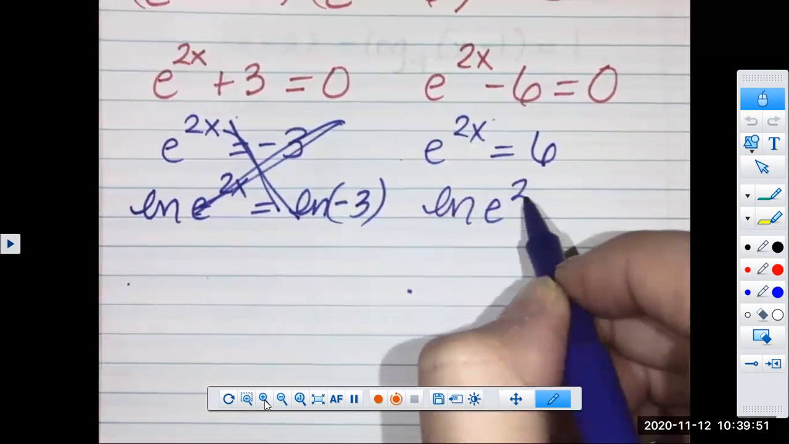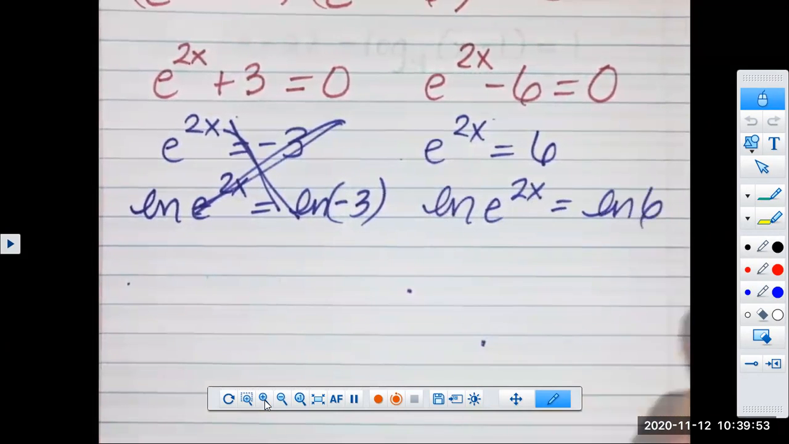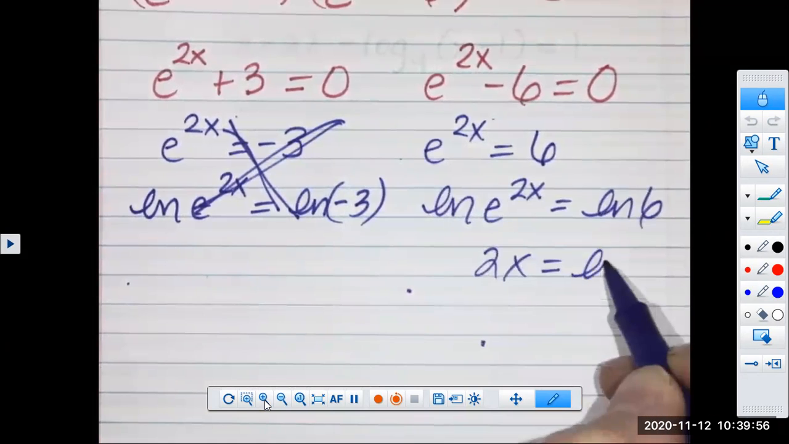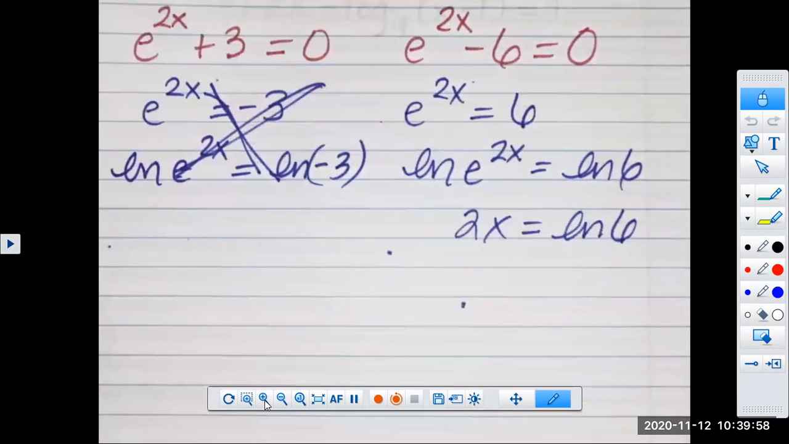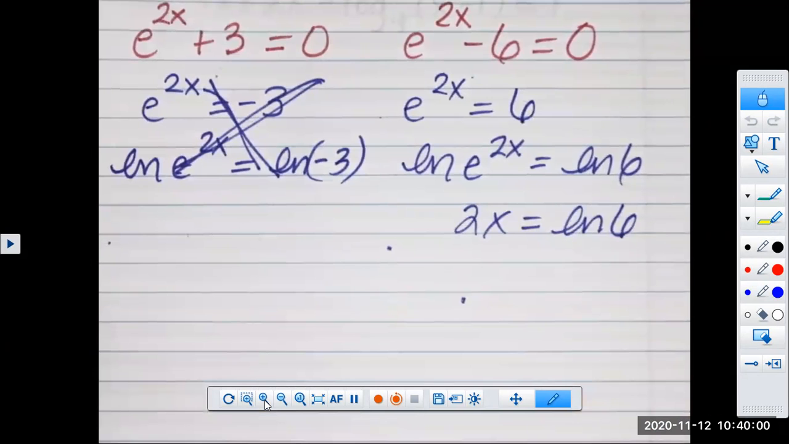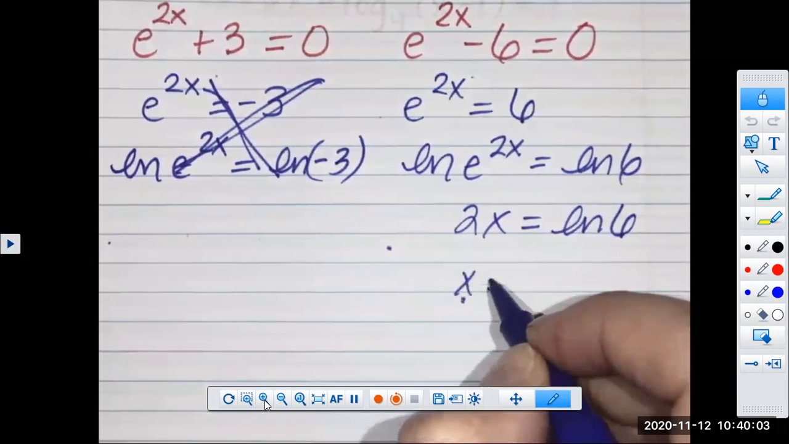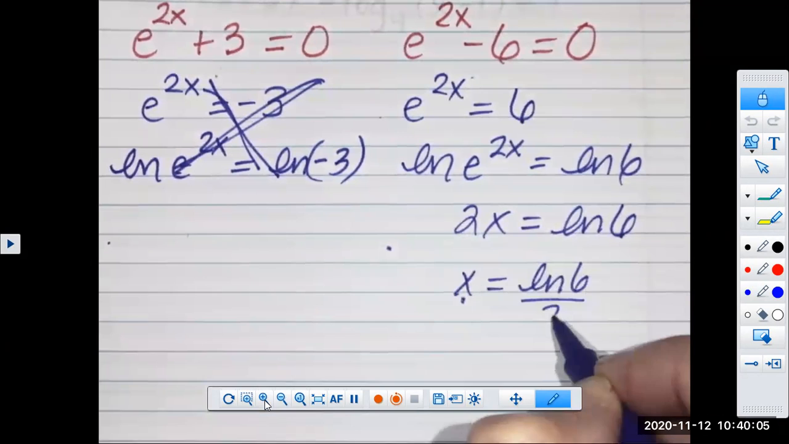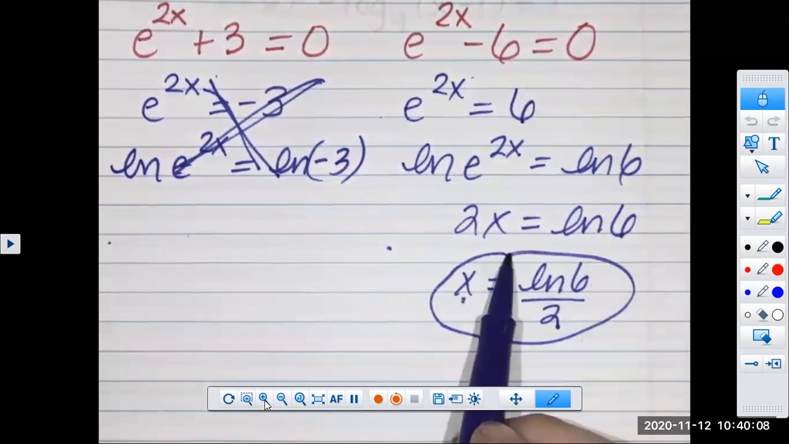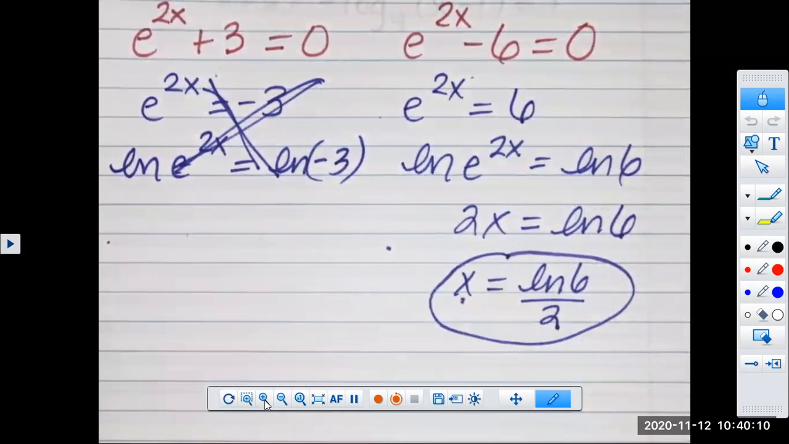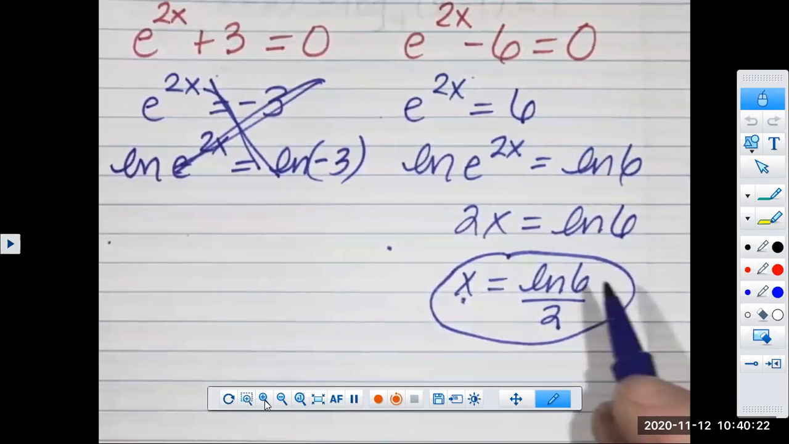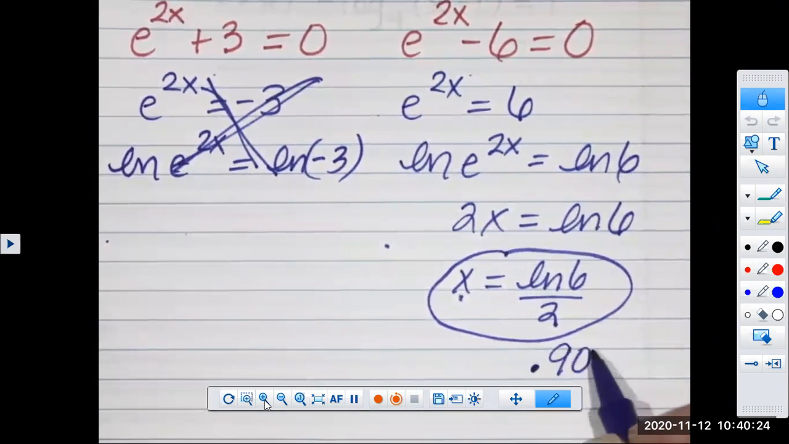For this part, when you take natural log of both sides, you get 2x equals natural log of 6. And so x equals natural log of 6 divided by 2. That's your exact answer. If they make you type that in, you're going to get 0.90.